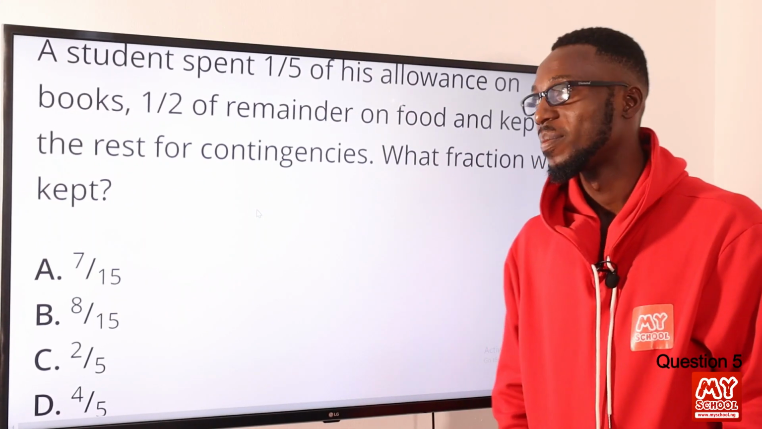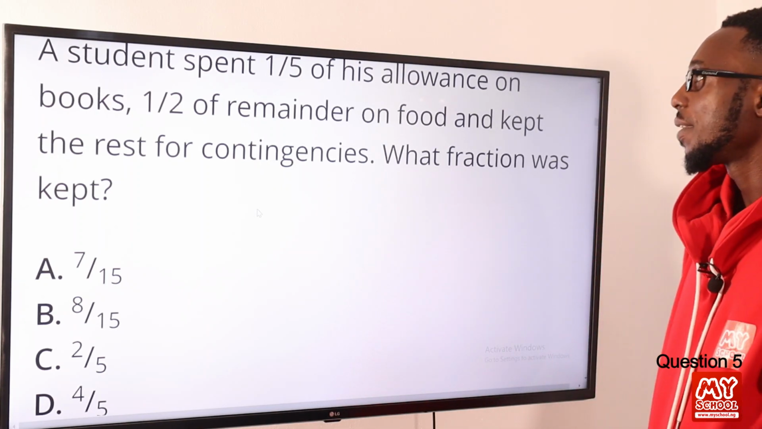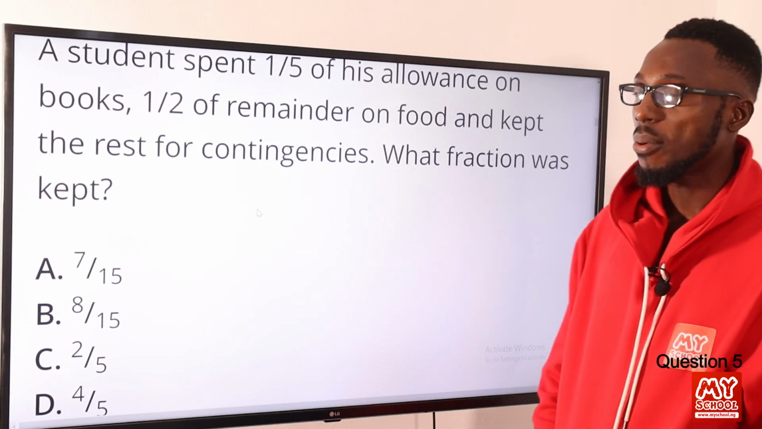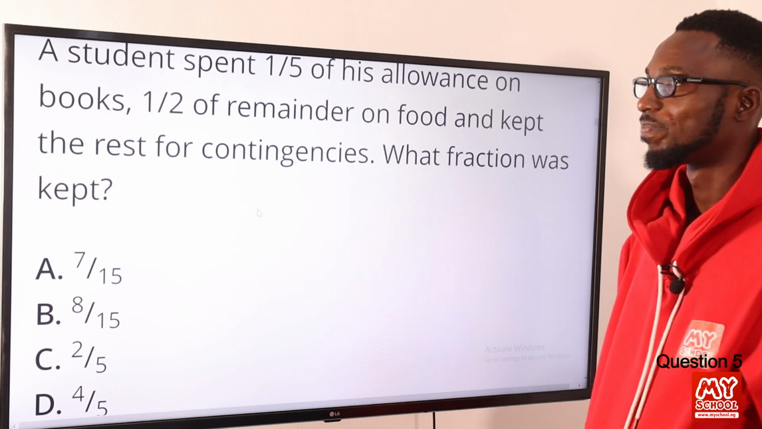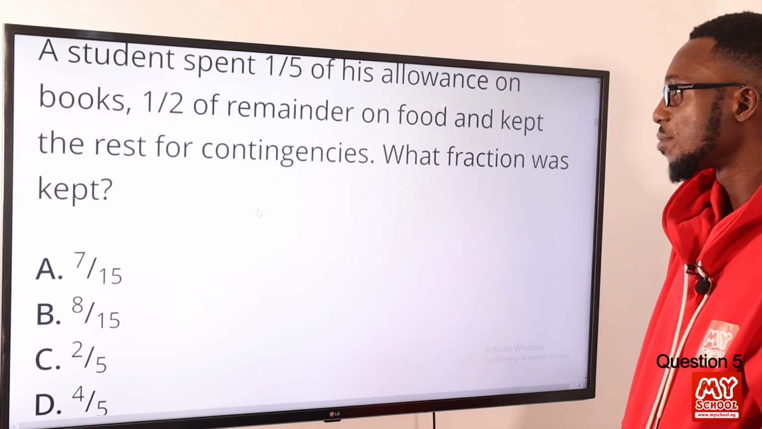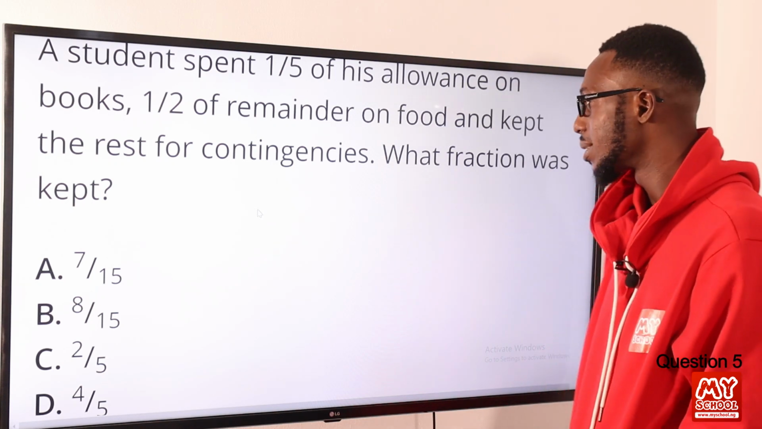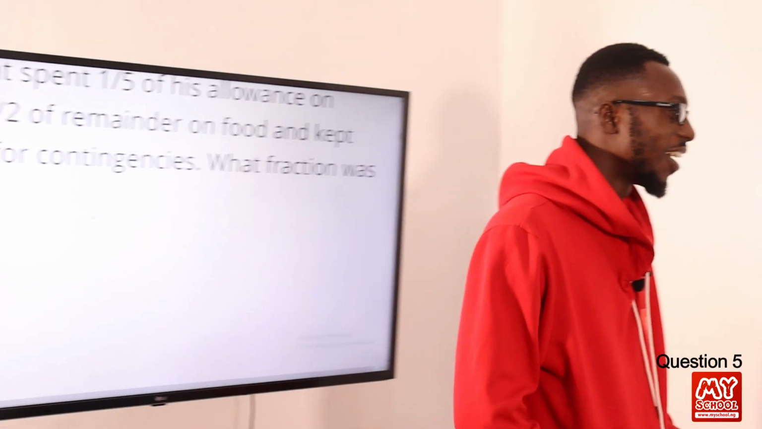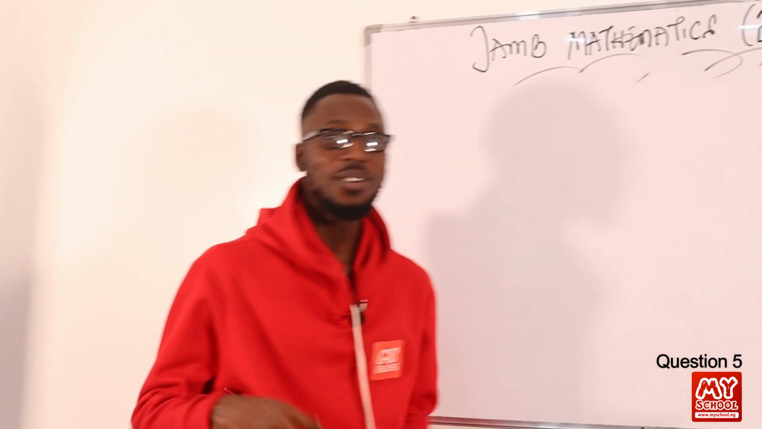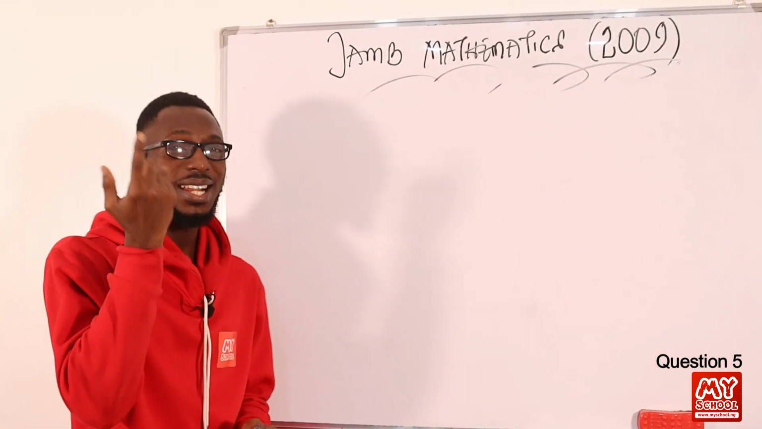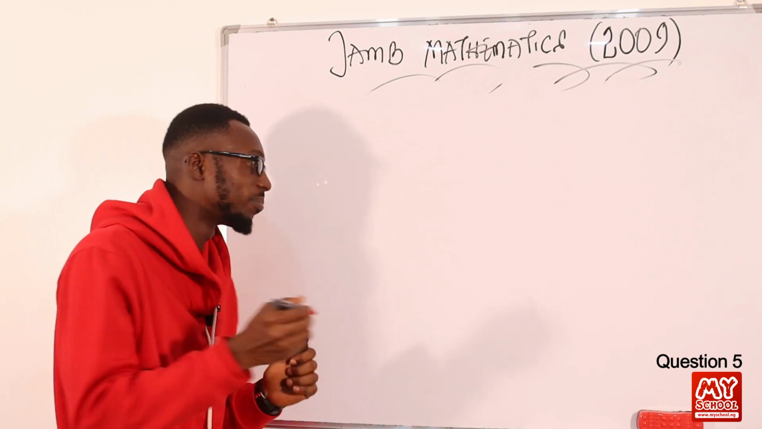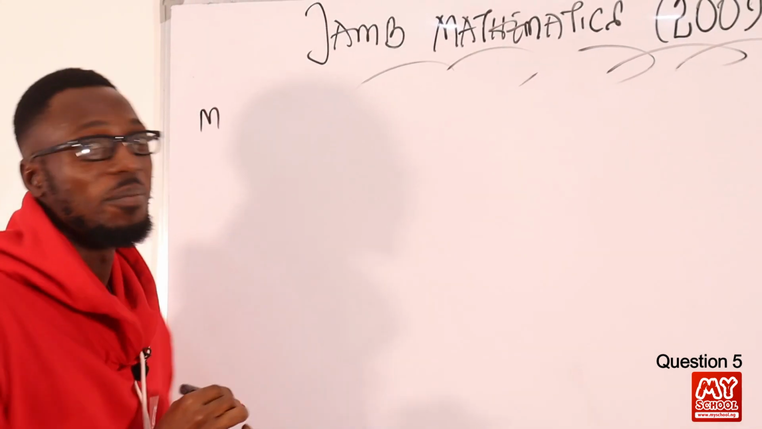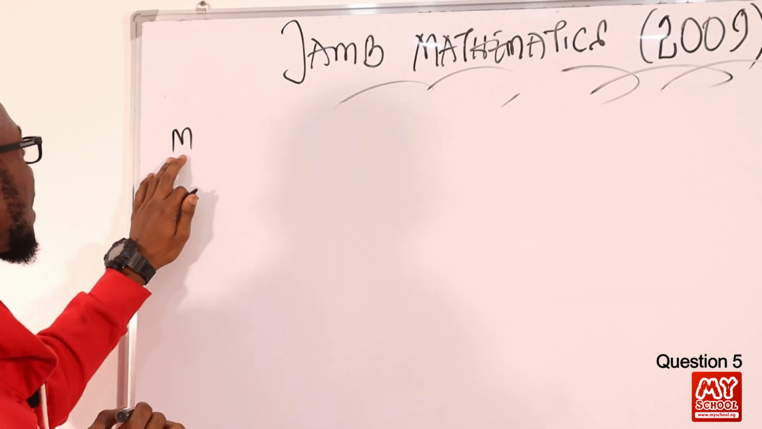Question 5. A student spent 1/5 of his allowance on books, then half of the remainder on food and kept the rest for contingencies. So what fraction was kept for contingencies? All right, so let's say it's allowance. Let's represent it with any letter. Let's say letter M, that should be for money. So this is allowance M.